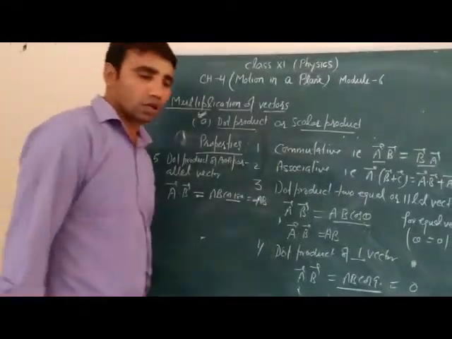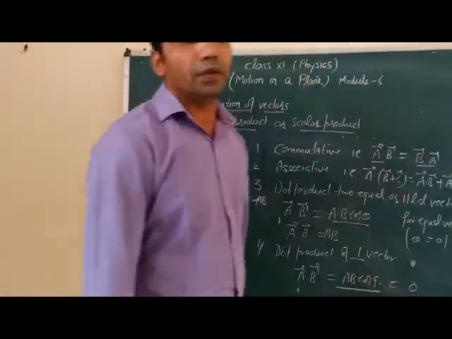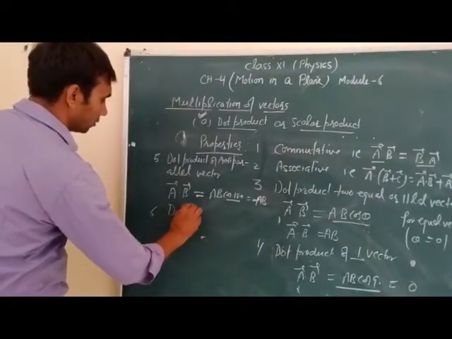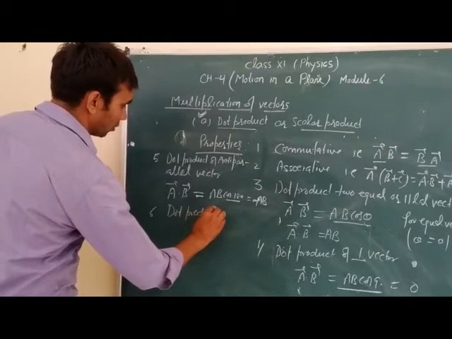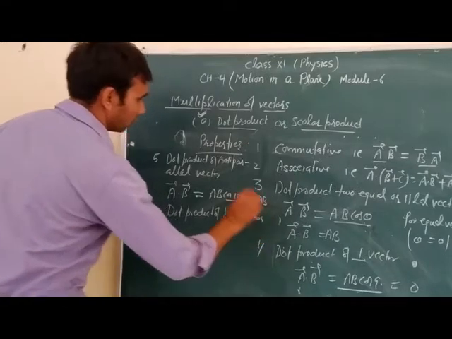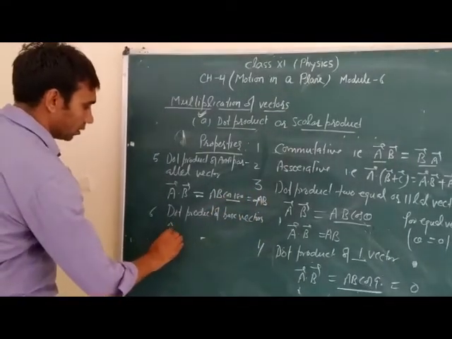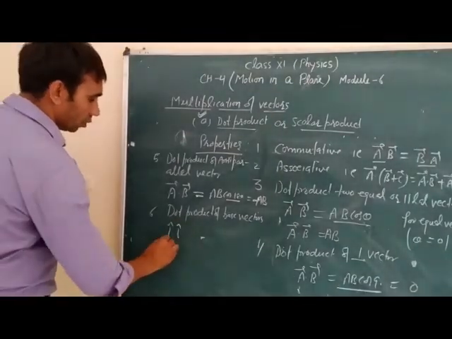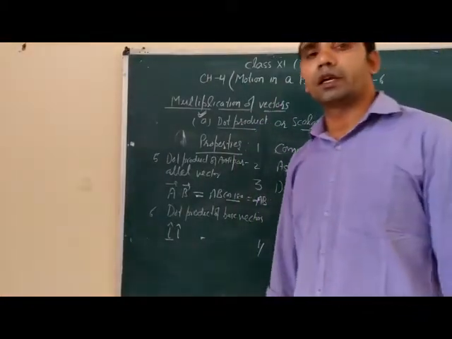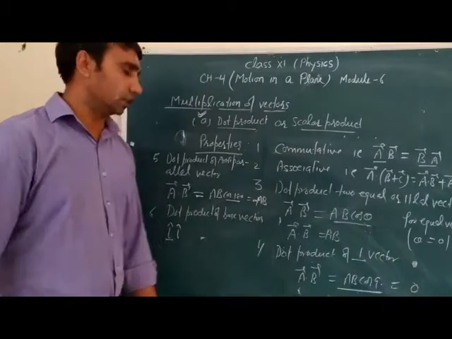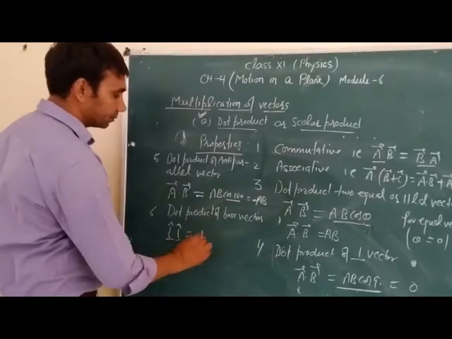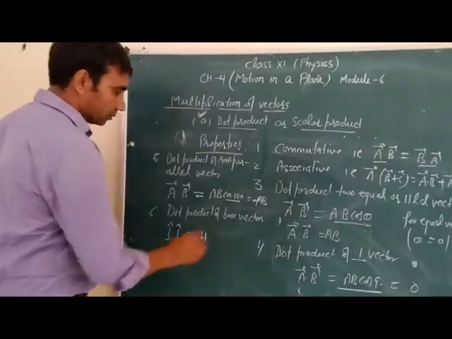Now, the dot product of base vectors. I dot I. These are unit vectors: I is the unit vector along the x-axis, j the unit vector along the y-axis, and k the unit vector along the z-axis. The magnitude of each of these vectors is 1.